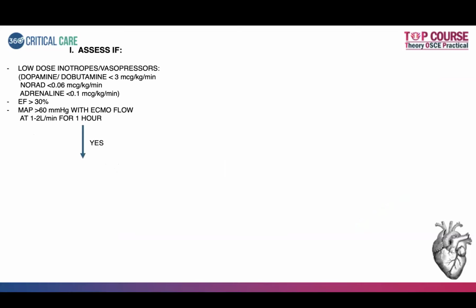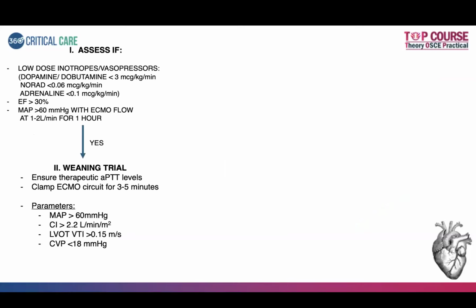So if all of these are satisfied, then you go ahead with the weaning trial. First, you ensure there is a therapeutic APTT level, because like I said, when you keep them at low flow rates, there is going to be a risk of circuit thrombosis. So then you clamp the ECMO circuit for 3 to 5 minutes.